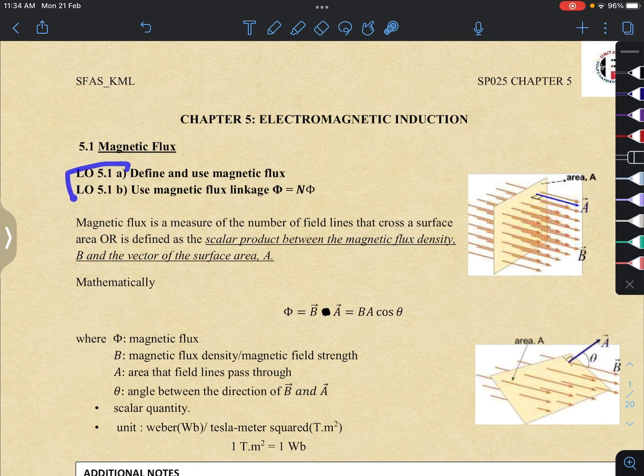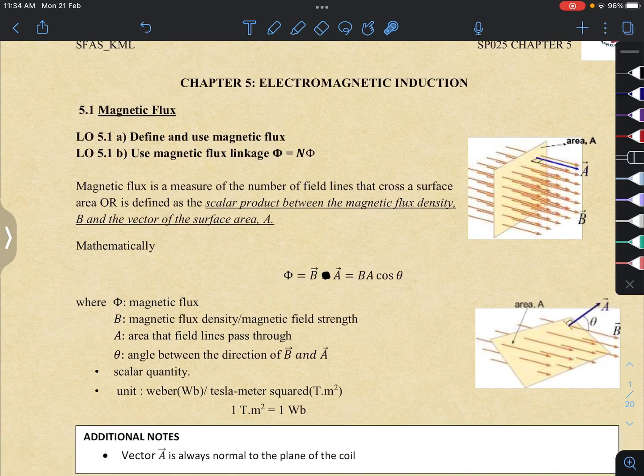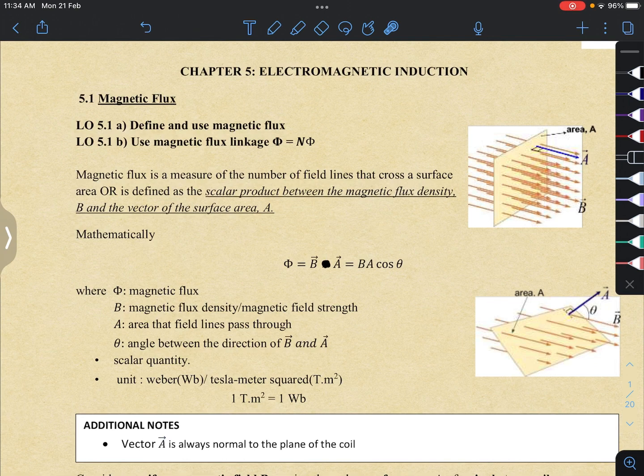There are two learning objectives here. The first one is to define and use magnetic flux and also to use magnetic flux linkage. So what we are going to do here first is to understand what is meant by the term magnetic flux here.